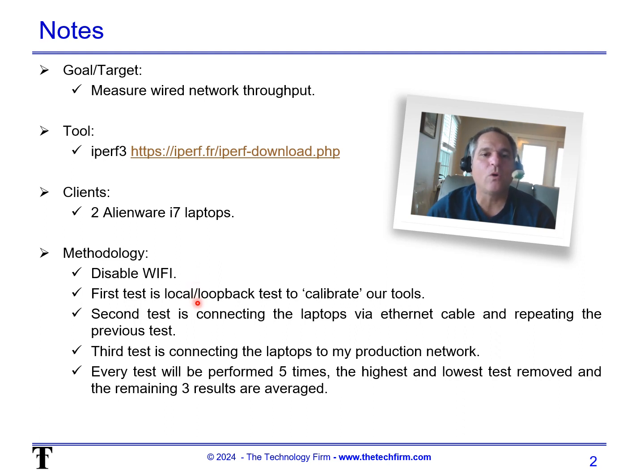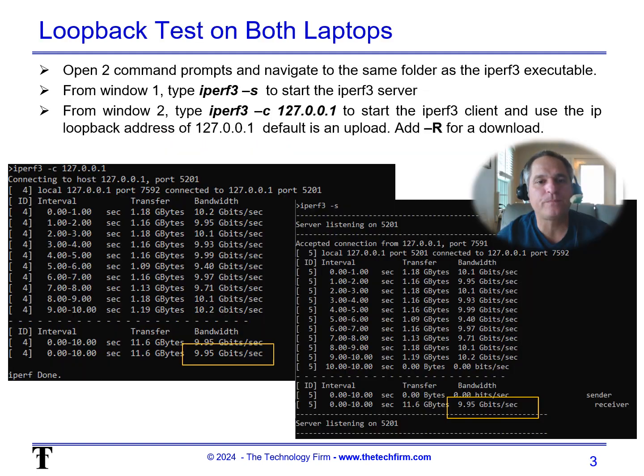The first test is a local or loopback test. So this is how we zero out or calibrate our tools. Some people hate the word calibrate. It's a word, get over it. Second test is connecting the laptops via an Ethernet cable back to back. Repeat the test. Third test, connect the laptops through the network. And that way we've got something to build on and compare it to. So every test is going to be performed 5 times. I'm going to take the highest and lowest values out, and I'm going to average the remaining 3 values.